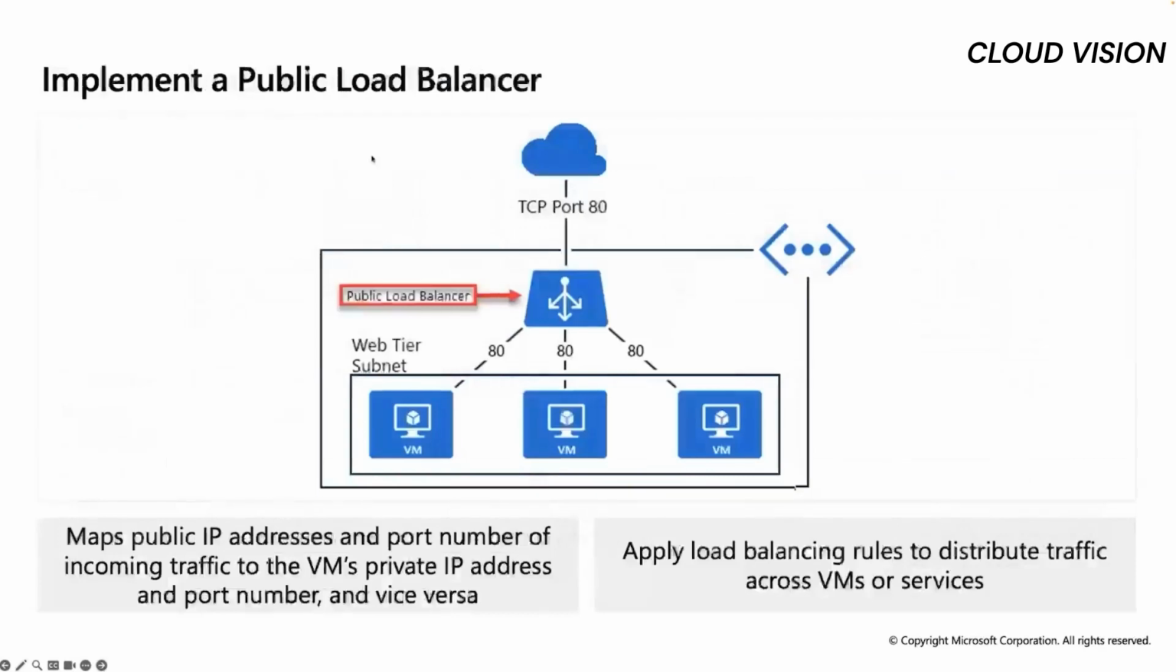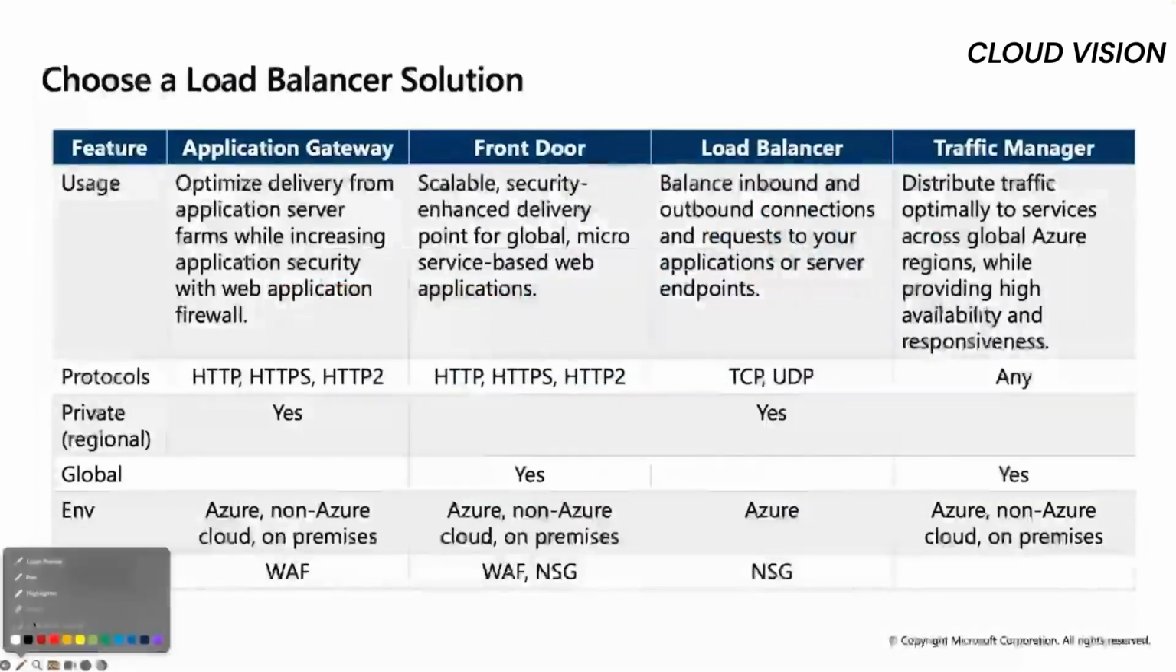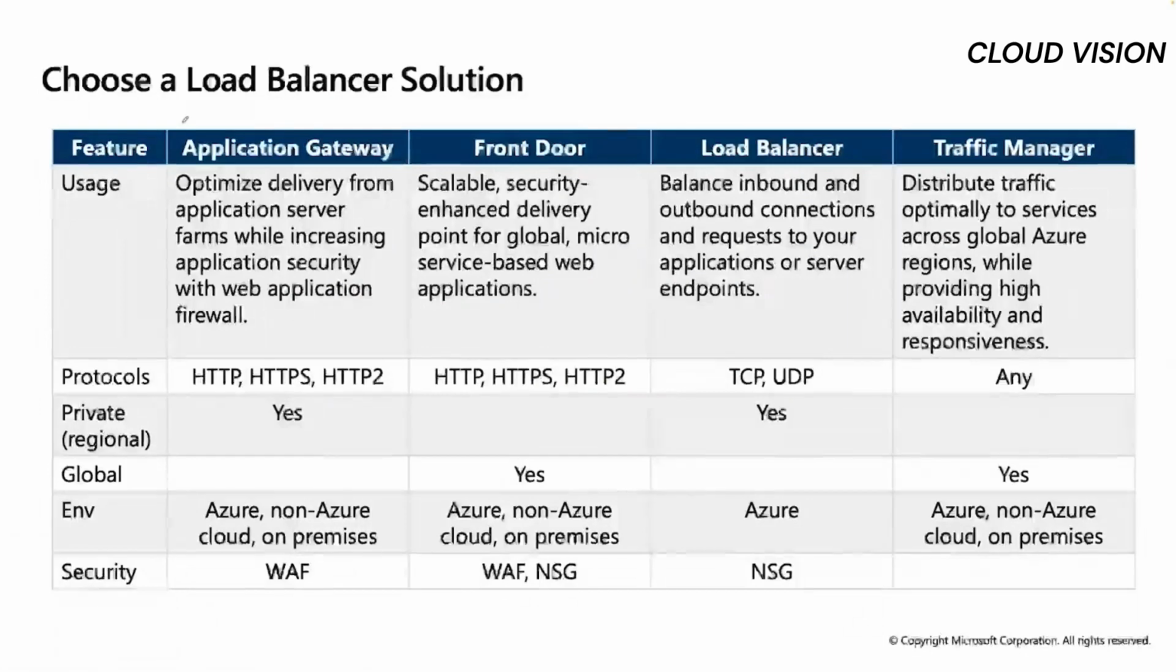So here, let me just open this. We have application gateway, front door, load balancer, which is typically given the name, and the traffic manager. They are all for different purposes. So you can read about the usage, but they use different protocols as well. The traffic manager typically uses any protocols available, whereas application gateway and front door use HTTP, HTTPS, and HTTP2, where the load balancer uses TCP and UDP.